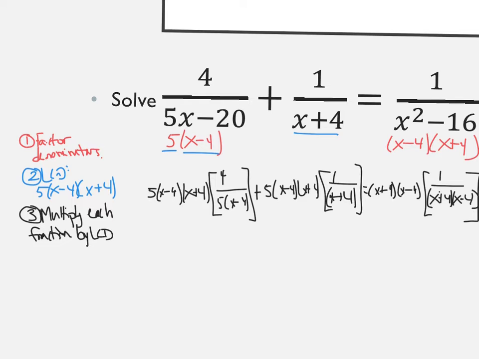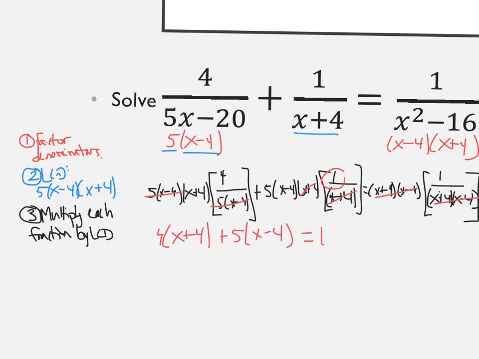Okay, so now we are ready to reduce our fractions. So notice in the first group, the 5 and the x minus 4's cancel. So we're left with 4 times x plus 4. In the middle fraction, only the x plus 4 cancels, and we're left with plus 5 times x minus 4, and then times the 1, but 1 times anything is itself, so we can leave that off. And on the far right, the x plus 4, x minus 4's cancel, and we're left with 1.